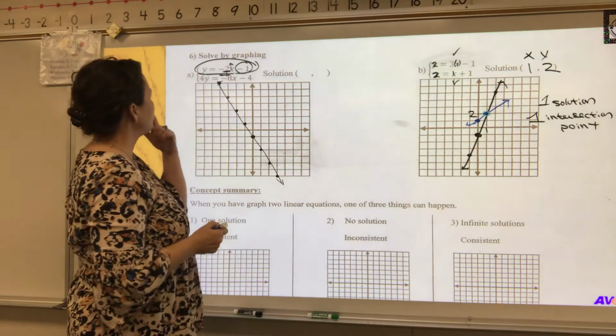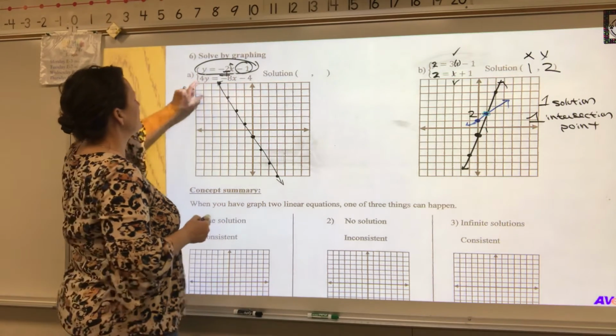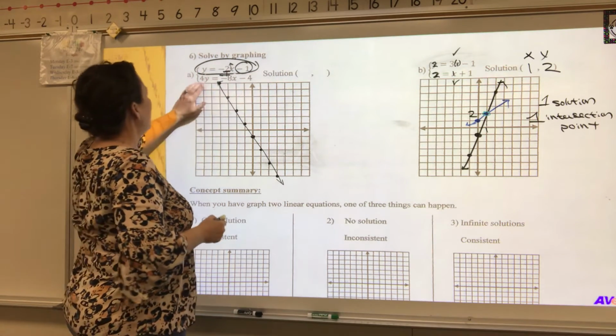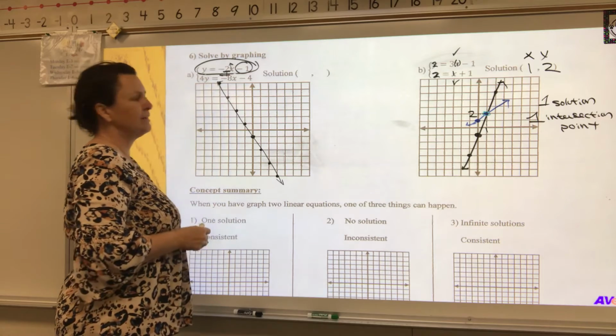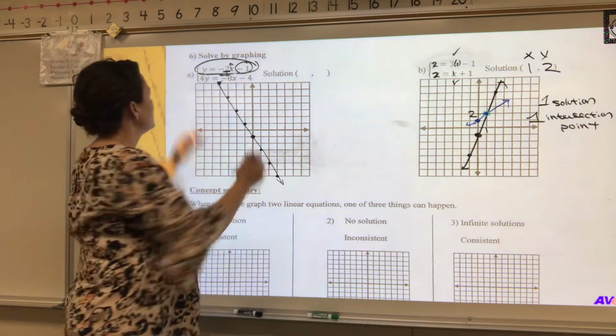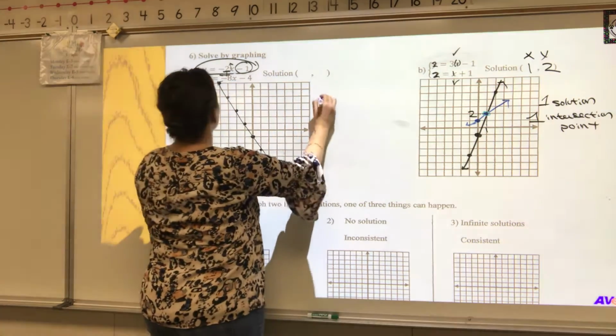Now, we have a little bit of a pickle on the second one because it is not set up for our success. In order to graph, we need to be y equals stuff. I got 4y equals stuff. Not working. So I'm going to grab this equation and write it right here.